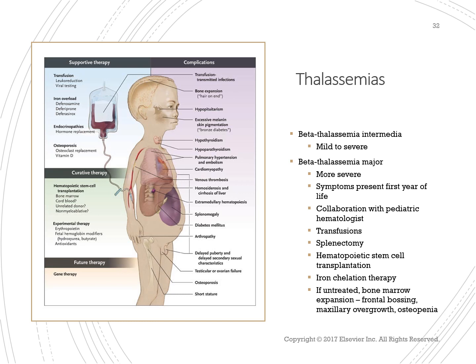They may require stem cell transplants, iron chelation therapy, and if it's untreated, they're going to have bone marrow expansion. So that's going to lead to that frontal bossing, maxillary overgrowth, and osteopenia.